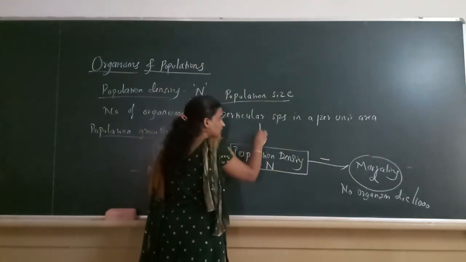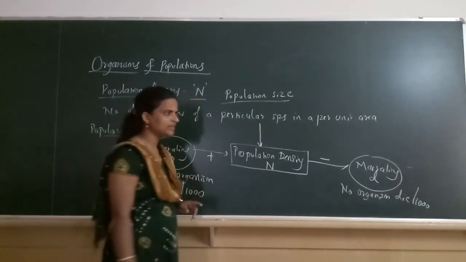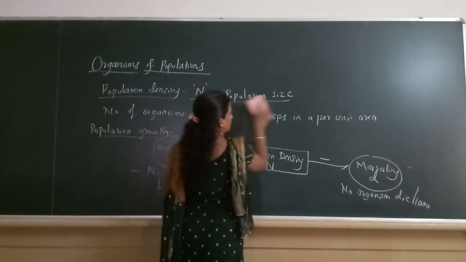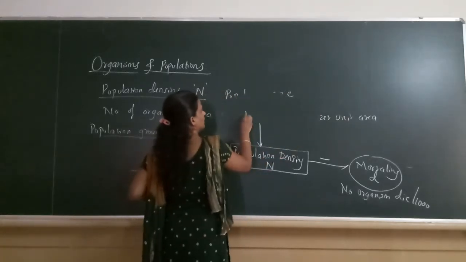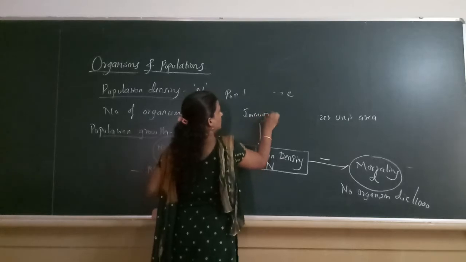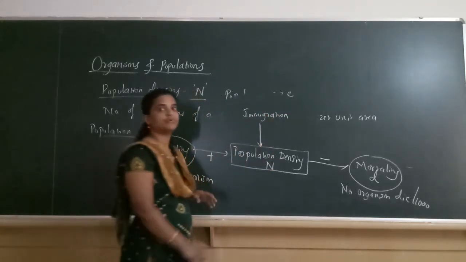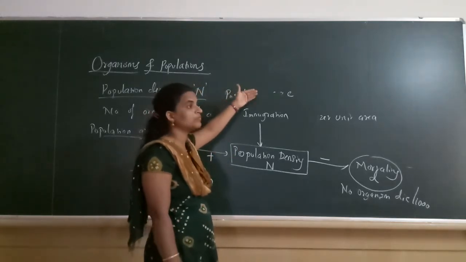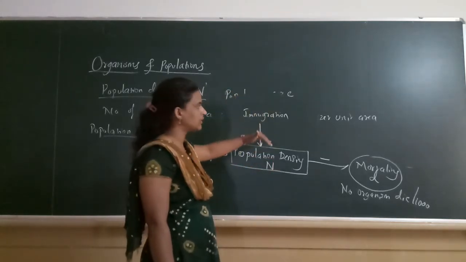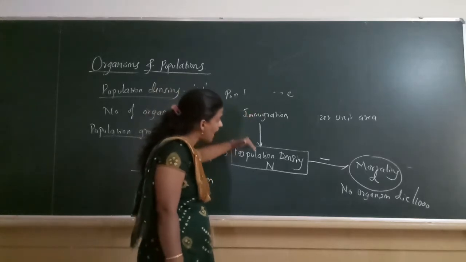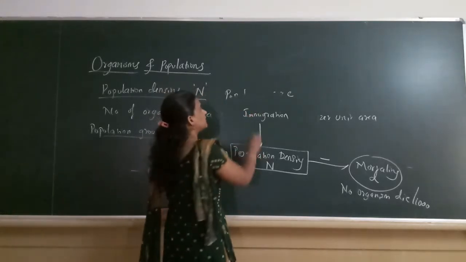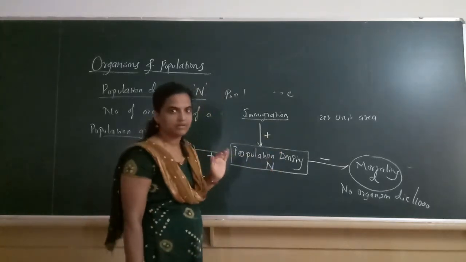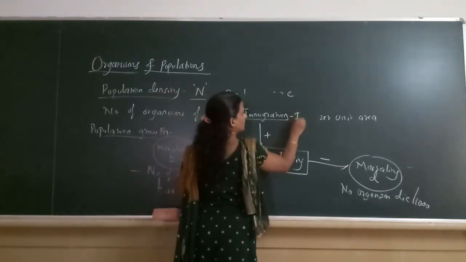Some more organisms are added, and that is called immigration. For example, take India. Many people go abroad, and they come back to our country. They are coming back to India, so they are added to the Indian population. That is called immigration. They are added, so it is also represented by plus, and it is represented as I.